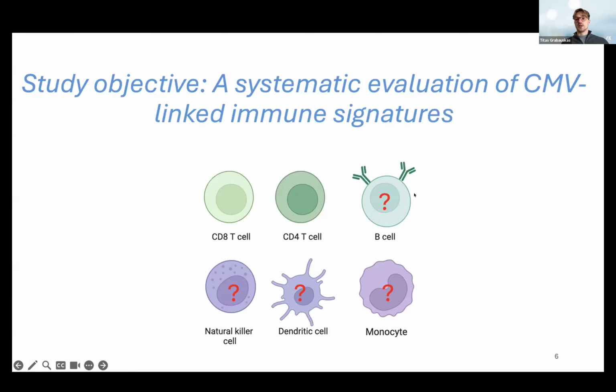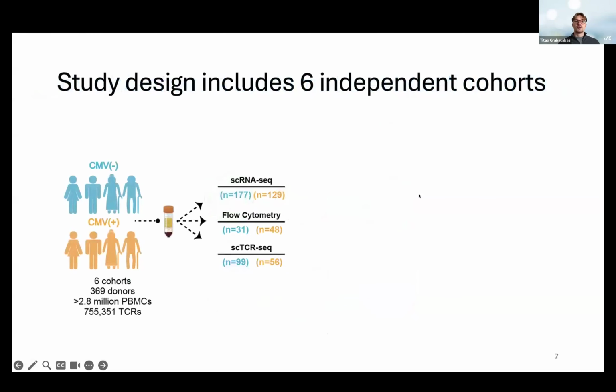using single cell technology. So to our study design right here, we compiled a huge data set with 6 independent cohorts, 370 donors, and these cohorts have been profiled using RNA sequencing, flow cytometry, and TCR sequencing.